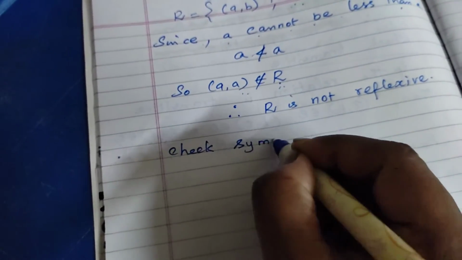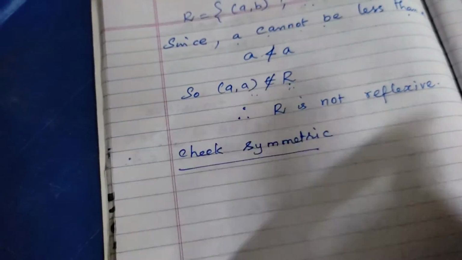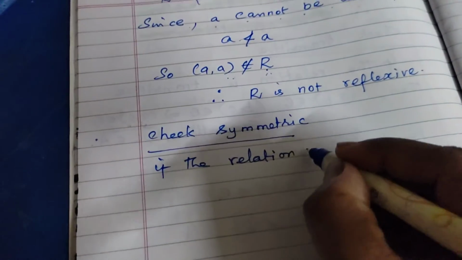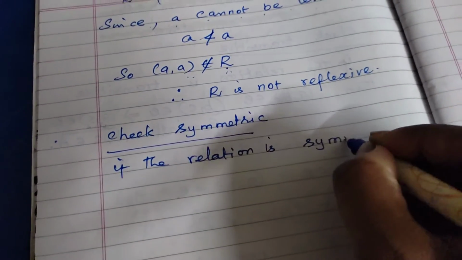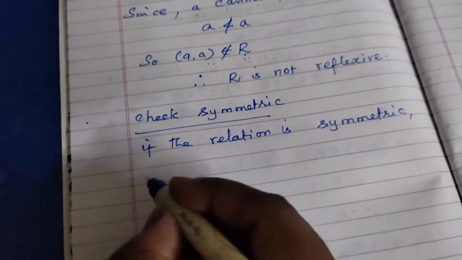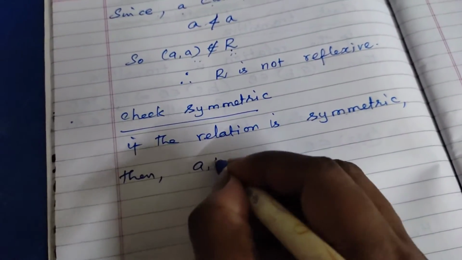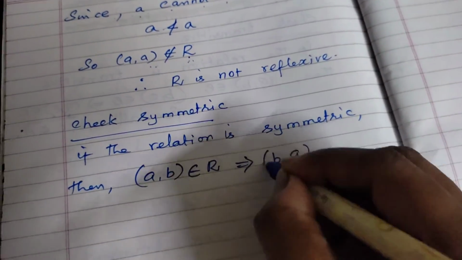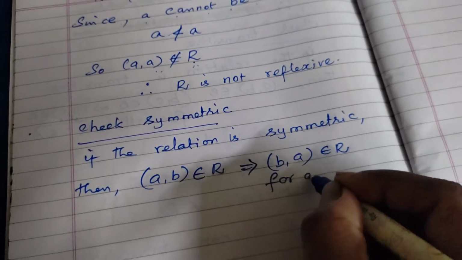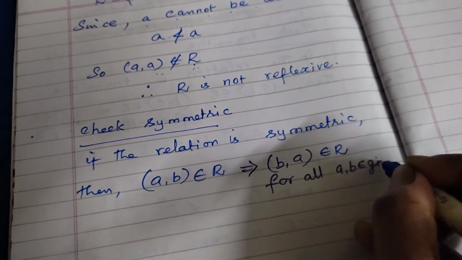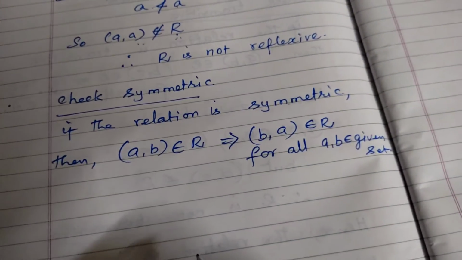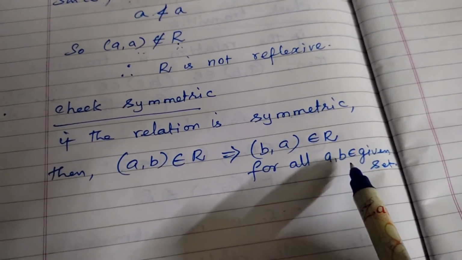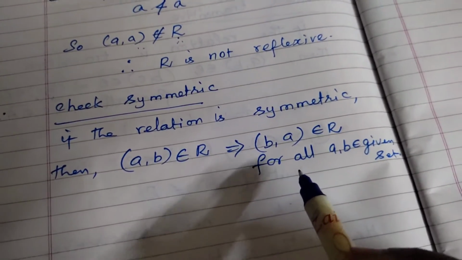Now we have to check symmetric. If the relation is symmetric, then the condition is (a, b) belongs to R implies (b, a) belongs to R, for all a, b belonging to the given set. This is the symmetric condition.